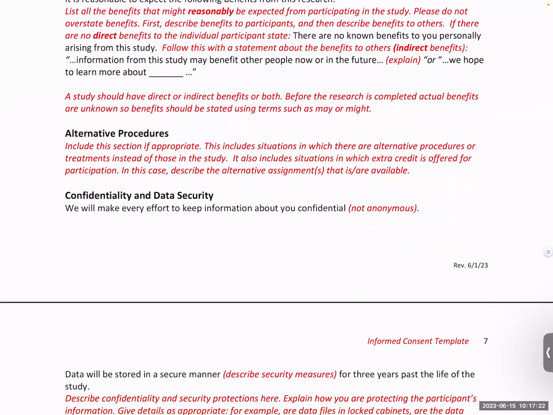The next section in the template is called Alternative Procedures. This is the section where you describe any alternative procedures in your study. If students can earn extra credit by participating in the research, there must be an option for them to earn the same amount of extra credit without participating in the research. The alternative way to earn the extra credit cannot require more time, effort, or risk than participating in the research, and that should all be described in this section.